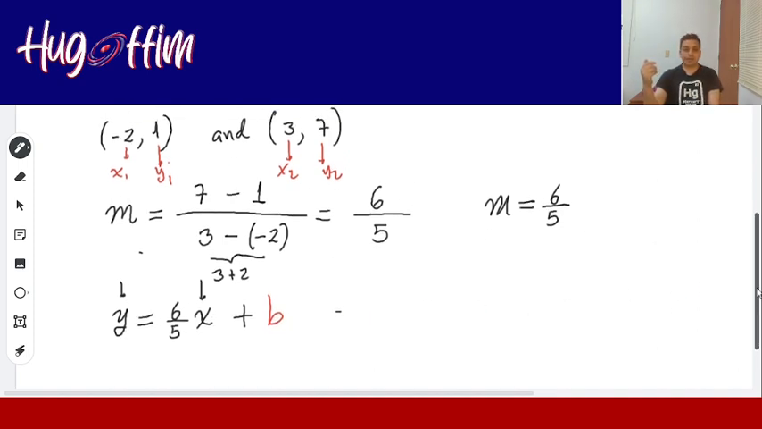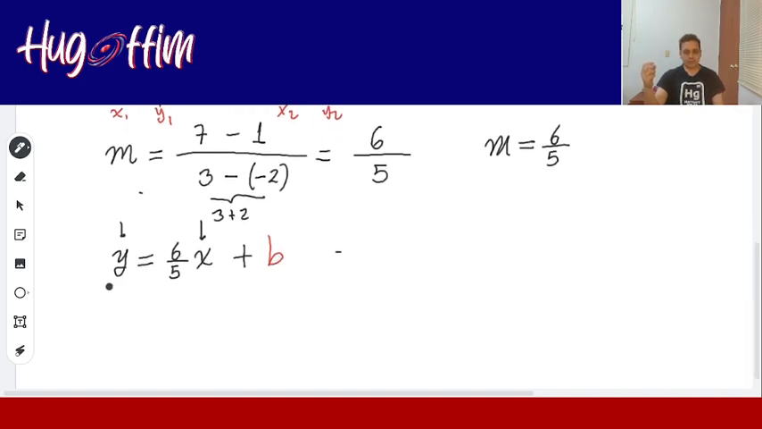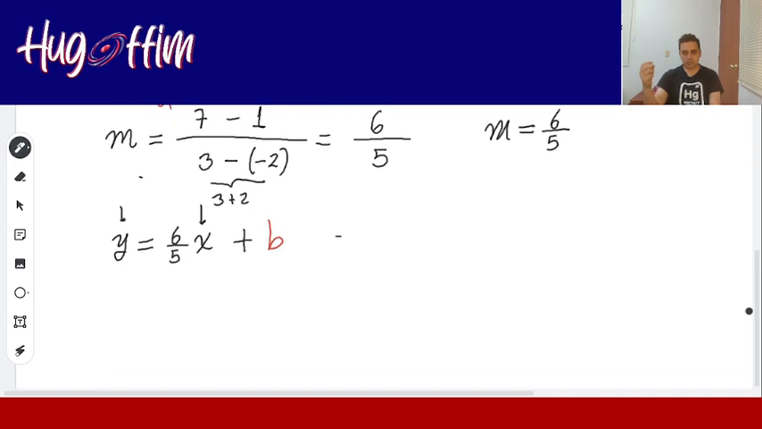What I recommend is to use the easiest point you can. The easier point you can, select it. For example, I have here -2 and 1, and 3 and 7. I prefer to use a small number, so I'm going to use this -2 and 1. So in this case, I'm going to select the point -2, 1. So when x is -2, 6/5 times -2 plus b, y should be 1.